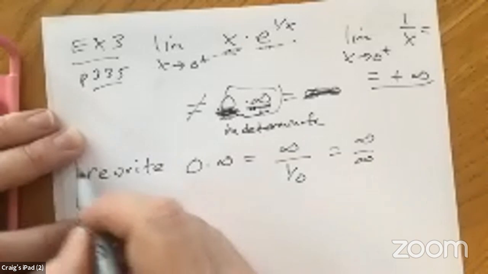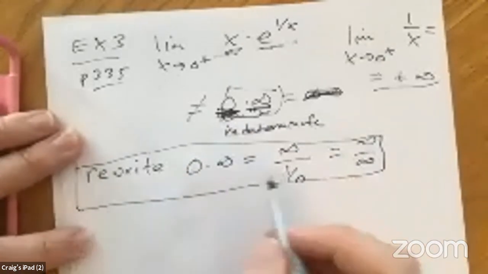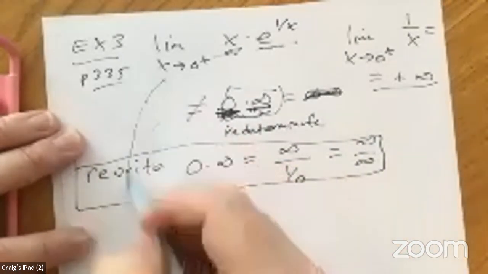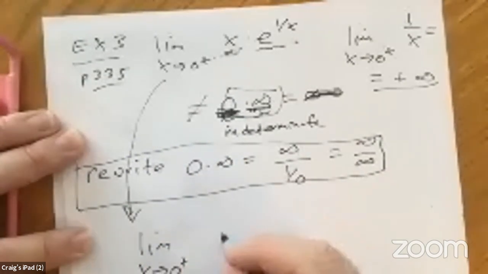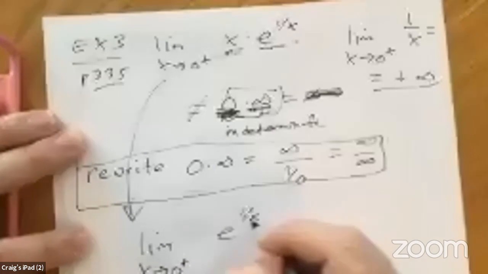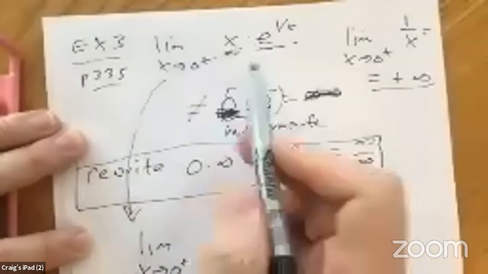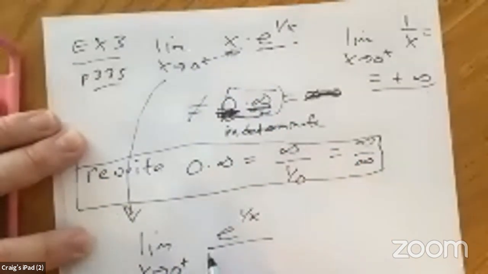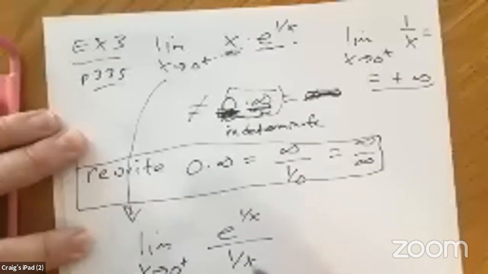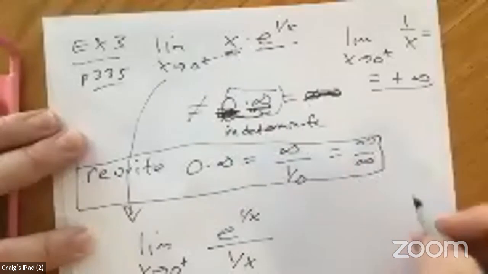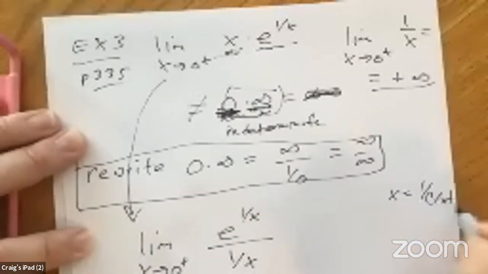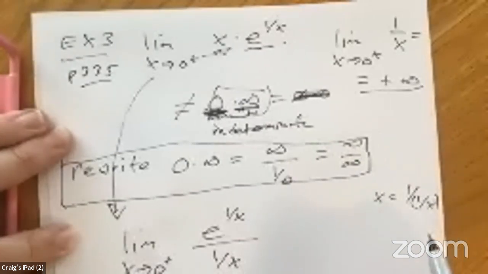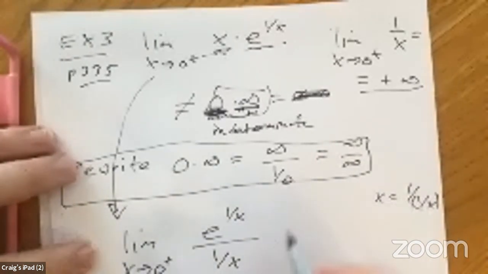So what do I mean? This is just a side thinking. What I mean is I'm going to take this down here and leave the thing that's getting infinitely large on top and put the x in the bottom. 1 divided by 1 divided by x is the same as x. Like so. So that's going to work now.